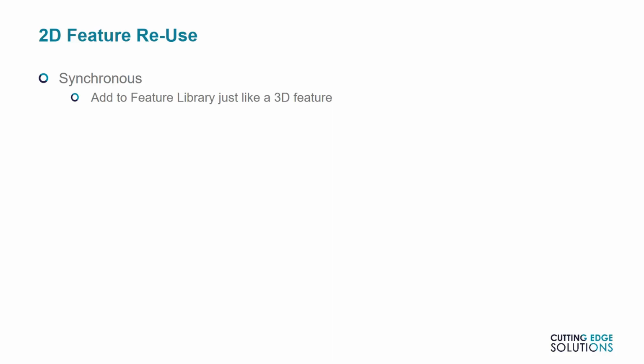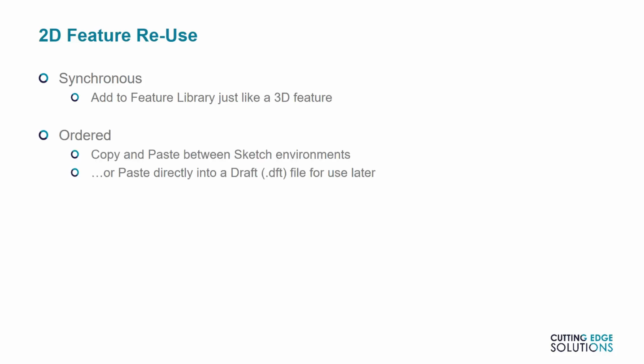If you want to store only sketch profiles with no associated features in ordered mode, that's a little more tricky. You can, of course, copy profiles between sketch environments with two parts open, but beyond that, you'll need to start using a draft file for storing ordered sketch profiles.